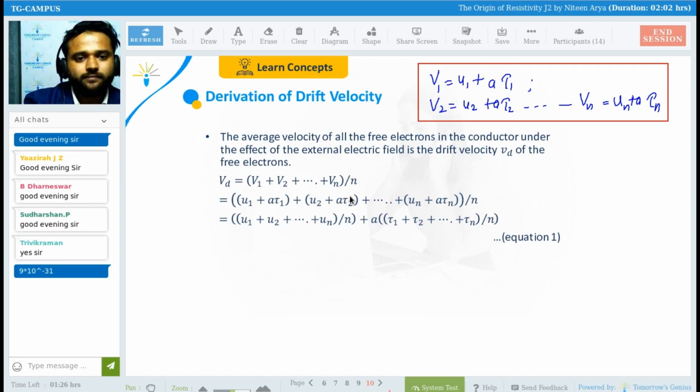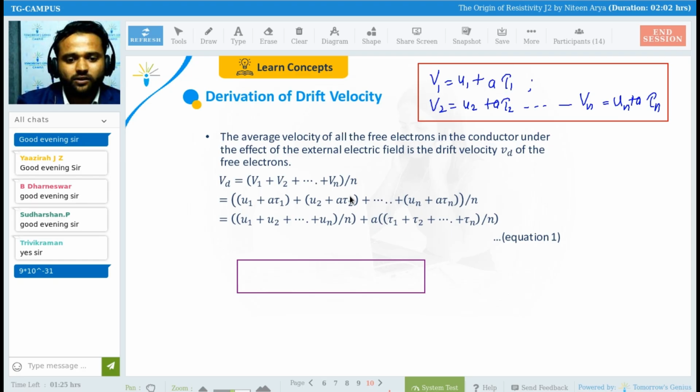Okay. So beta, this u1 is the thermal velocity due to the collision of electrons and ions in between, and this tau is the relaxation time. What is relaxation time? In general, relaxation time is the time duration between two successive collisions of electrons. Suppose these are your electrons, and these are your ions, positive, not holes, you can say ions.